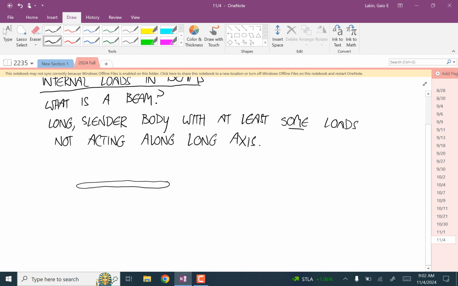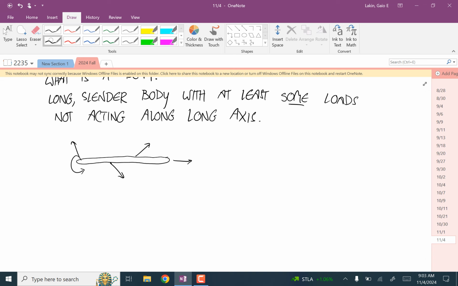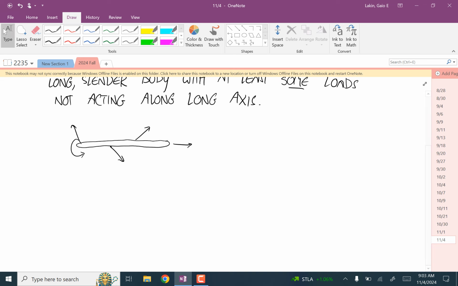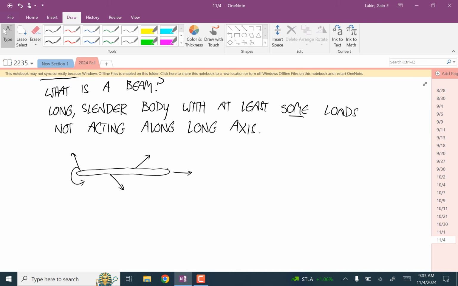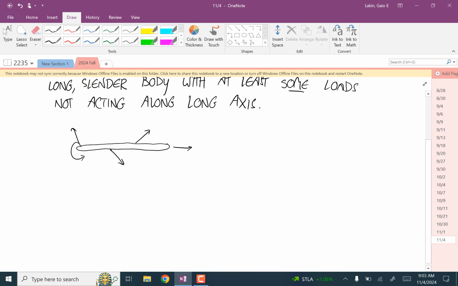So that thing is a beam. But if you had loads just acting along the axis, then it wouldn't be. Okay, internal loads. What's the motivation for internal loads?